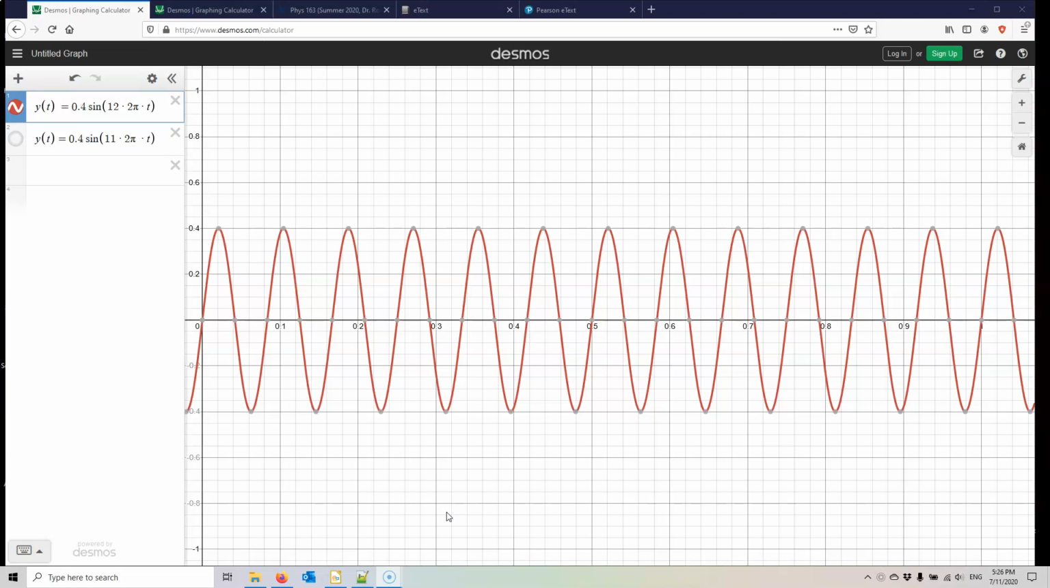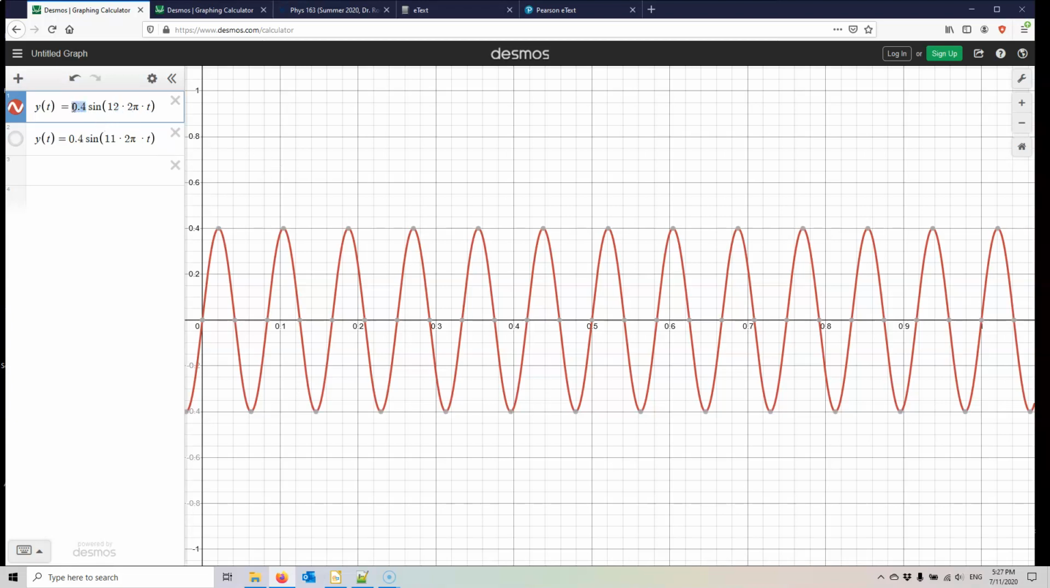Hi, in this video I'm going to talk about beats, which is another interference phenomenon. Let's imagine you turn on some kind of single tone generator. So you're listening to a single note, a single pure tone, just a sine wave like I've drawn here. This sine wave has a frequency of 12, like 2 pi ft, right? So 12 is the number of cycles per second.